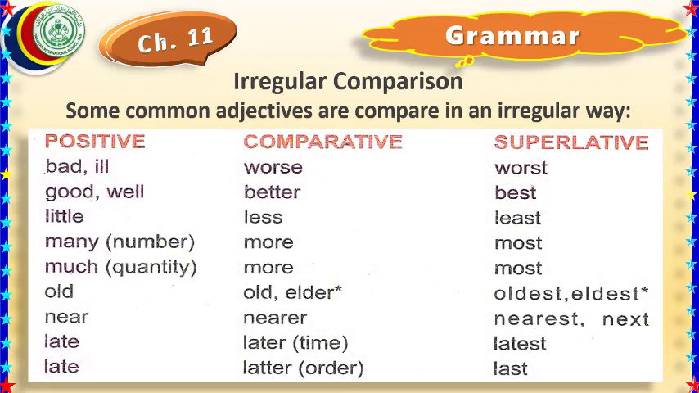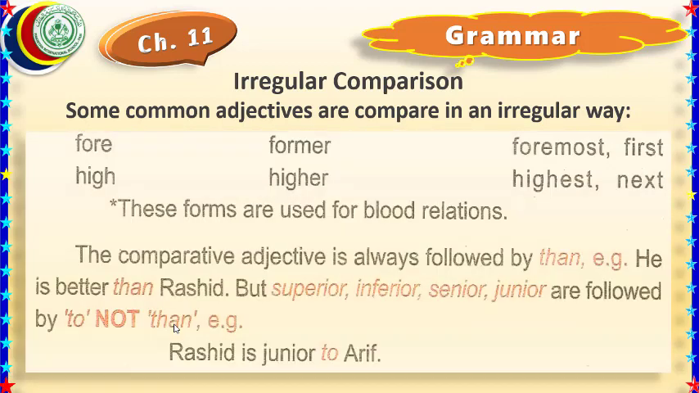Dear students, some adjectives are changed into comparative and superlative in irregular ways. This is called irregular comparison. Some common adjectives are compared in an irregular way. Positive: bad, worse, worst; ill, worse, worst; good, better, best; well, better, best; little, less, least; many, more, most; much, more, most; old, older, oldest; late, later, latest. Can you see they are different from regular ones?